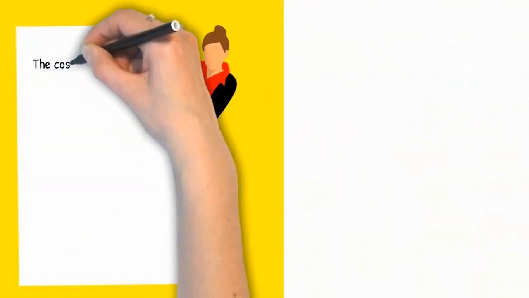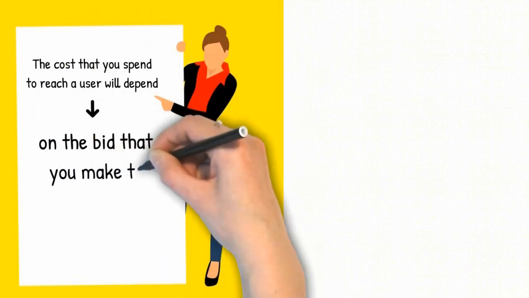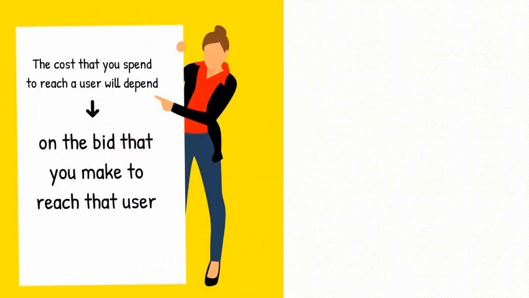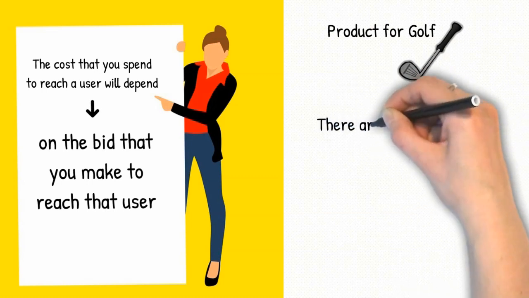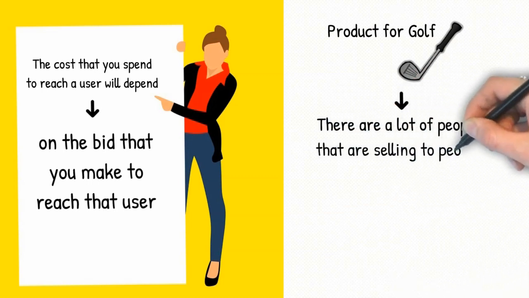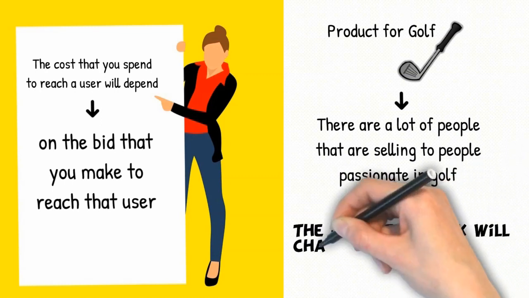That's why the cost that you spend to reach a user will depend, at least partially, on the bid that you make to reach that user. In other terms, if you are selling a product related to golf and there are a lot of people that are selling to people passionate in golf, the price Facebook will charge you will increase.